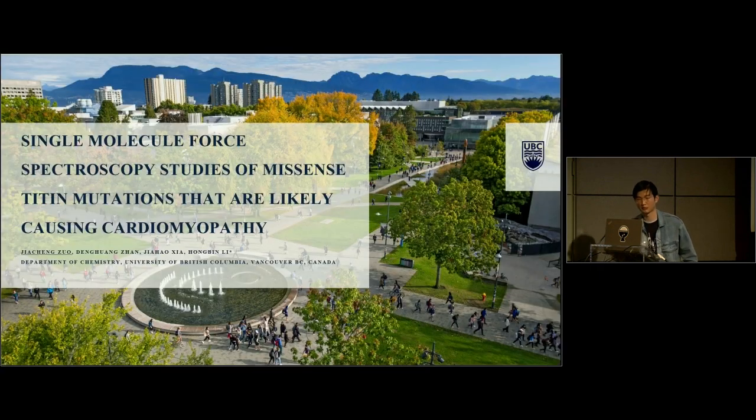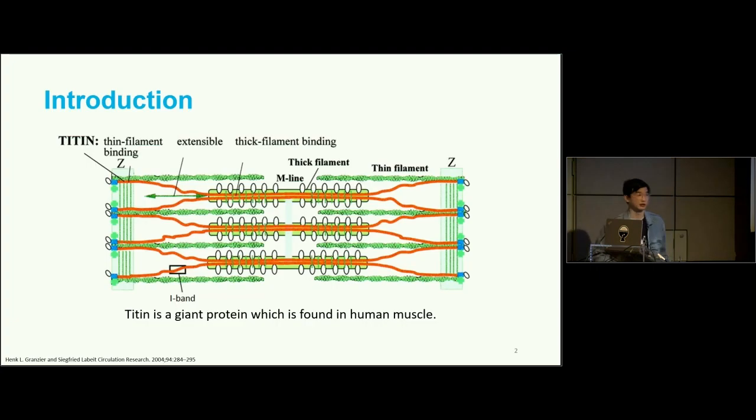Today I'm going to give a talk about single molecule force spectroscopy to study the titin mutations that are likely causing cardiomyopathy. So what is titin? Titin is a very large protein that can be found in human muscle, in particular our heart muscles.